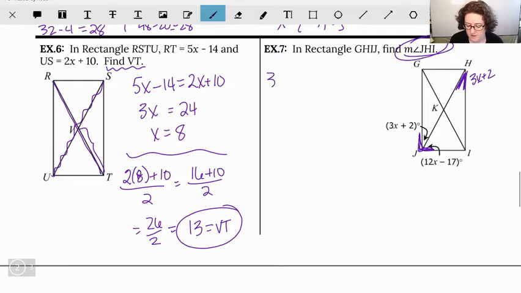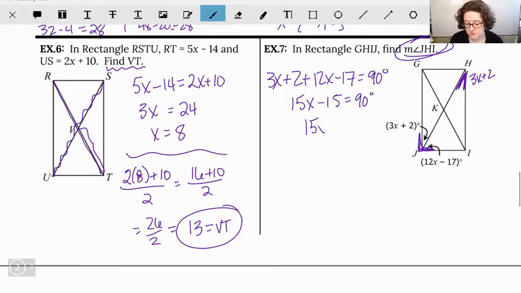So here we go. So 3x plus 2 plus 12x minus 17 has to equal 90 degrees because they're in one of the corners. So add your like terms. We have a 15x, and 2 and minus 17 gives us minus 15, equals 90 degrees. Add 15 to both sides, and we get 105. And divide both sides of your equation by 15, and we get 7, lucky 7.